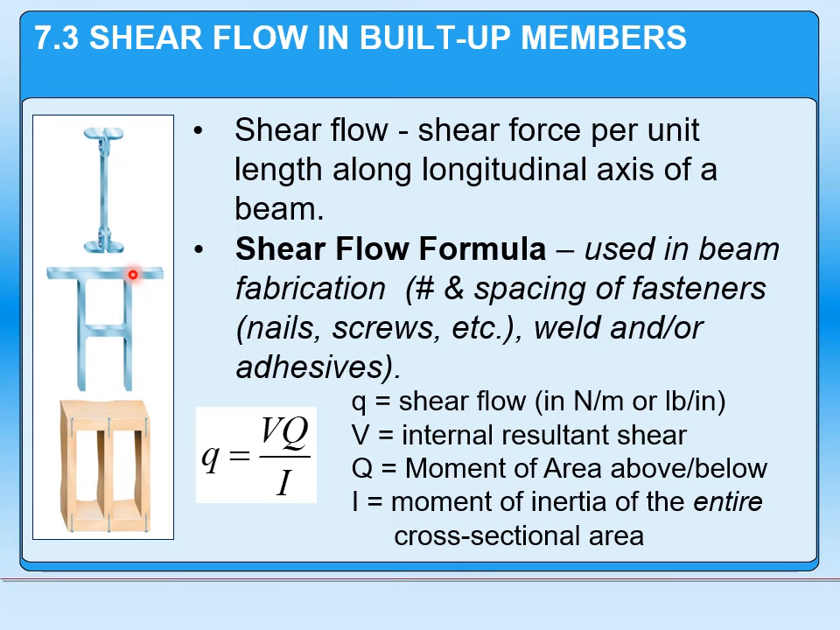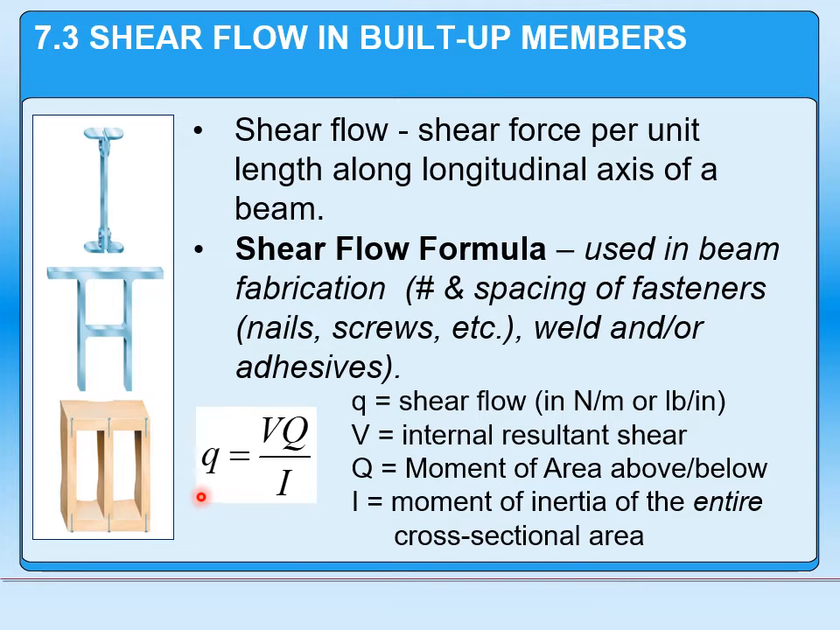To determine how much shear flow the actual item needs to be able to withstand, we use a quantity known as the shear flow formula. The shear flow formula essentially is to determine how closely spaced we have to put in our fasteners, say our nails or screws, or what type of welds we potentially need to do, or adhesives when we're fabricating these beams. Because the key thing about it is they have to be strong enough to withstand that level of shear.